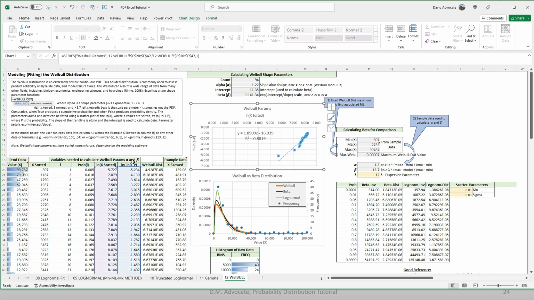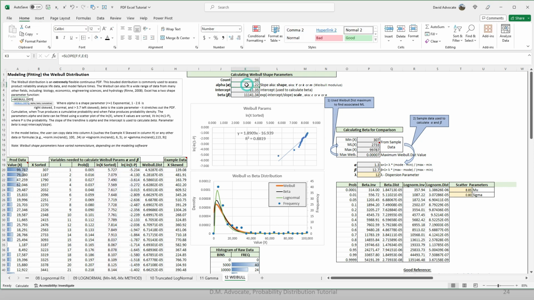At this point, we can calculate the shape factors. So we just take the slope of the log of the sorted times the log times the minus log of 1 minus the probability. That'll give us the slope. Then we can calculate the intercept. And again, it's the same two columns. And we calculate that out. And from there, we can calculate the beta shape factor, which is just the exponent of minus the intercept divided by the slope. With the shape factors in hand, now we can calculate the Weibull distribution.